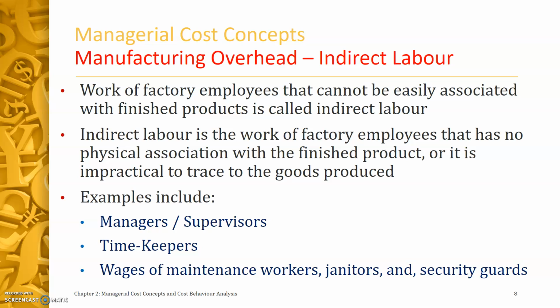Or second, it is the work for which it is impractical to trace costs to the goods produced. Examples include wages of managers, supervisors, timekeepers, or wages of maintenance workers such as janitors and security guards. Just like indirect materials, indirect labor is classified as manufacturing overhead.